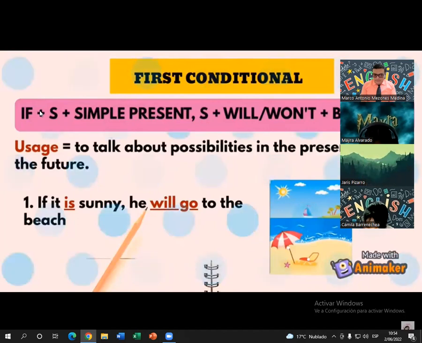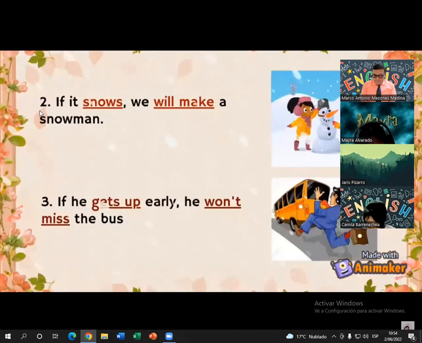For example, 1. If it is sunny, he will go to the beach. Notice here we use simple present after if and then simple future on the other side. 2. If it snows, we will make a snowman. The statement if it snows indicates possible present condition, and the probable result of this condition is we will make a snowman. 3. If he gets up early, he won't miss the bus. The statement if he gets up early indicates the condition, and the result is he won't miss the bus.